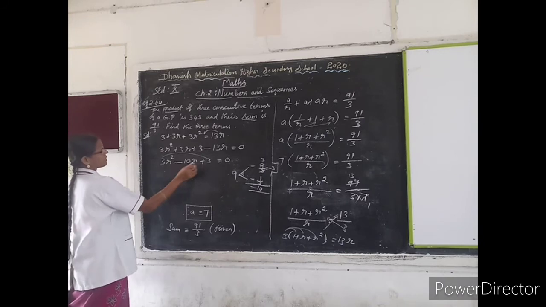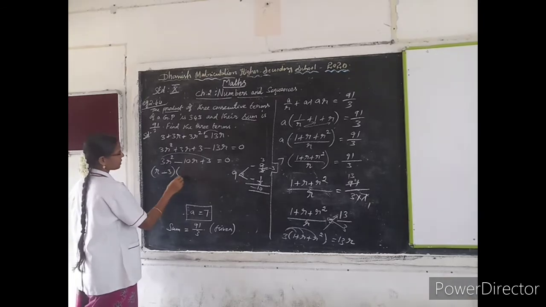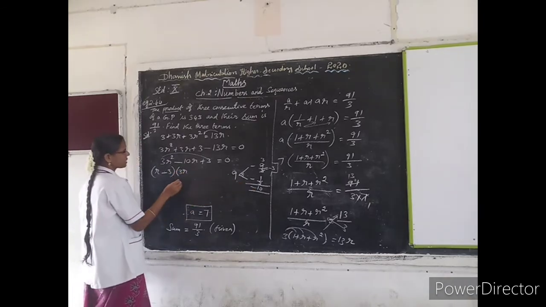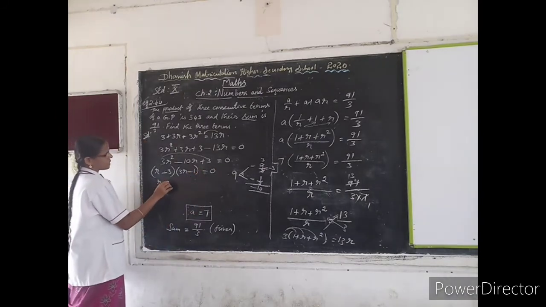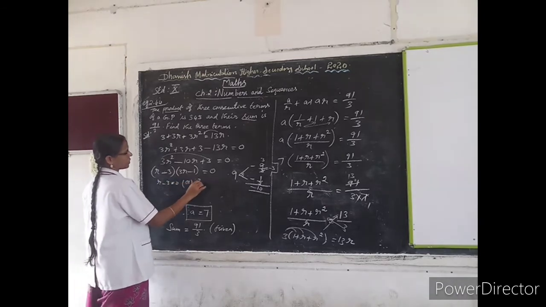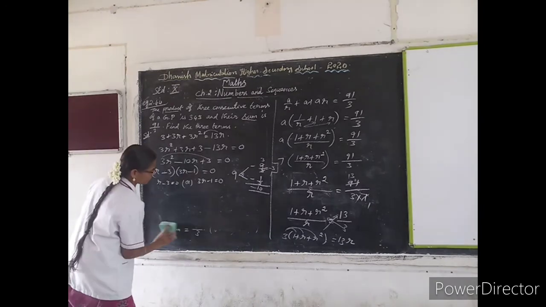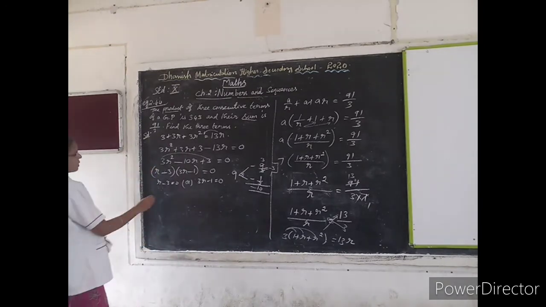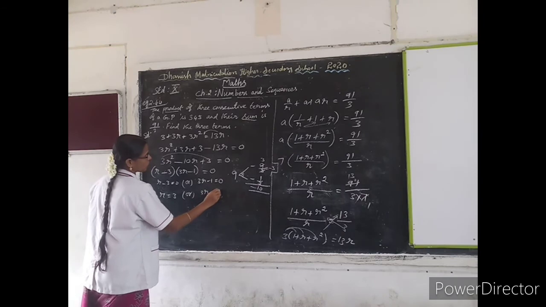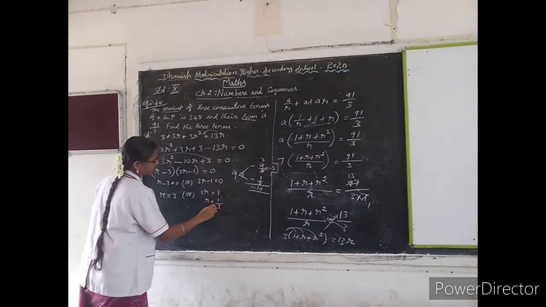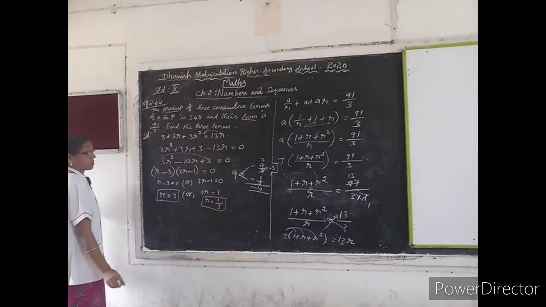So this equation can be written as r minus 3 into another factor 3r minus 1 is equal to 0. That is r minus 3 equal to 0 or 3r minus 1 equal to 0. Now r is equal to 3 or 3r is equal to 1. Now r is equal to 1 by 3. Here r is 3 or r is 1 by 3.